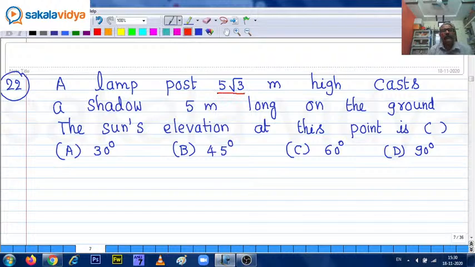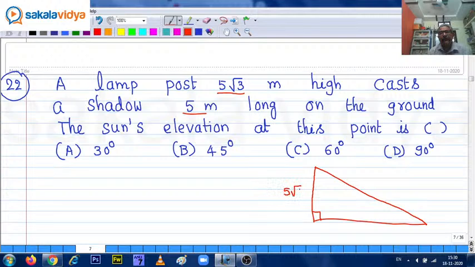Lamp post 5√3 meters, shadow 5 meters. See, this one is like this. This is the shadow. This is 5√3. This is 5. Theta.